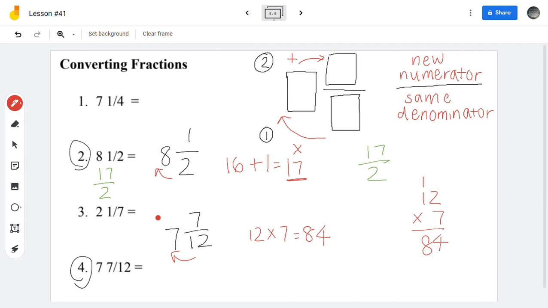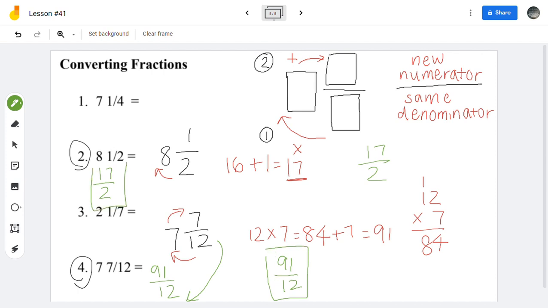And then I'm going to add it to the 7, 84 plus 7. And if you do your math correctly, you should end up with 91 as your new numerator, and we're going to keep 12 over here as our new denominator. So your final answer for number 4 should be 91 over 12 as your improper fraction. So that's it for this section. This is how to find your new numerator, and you just keep the same denominator, and that's it.